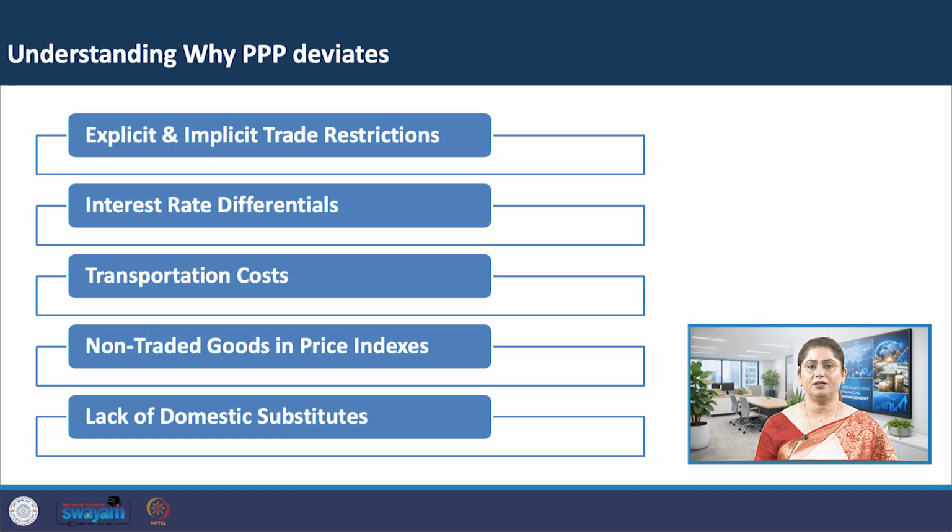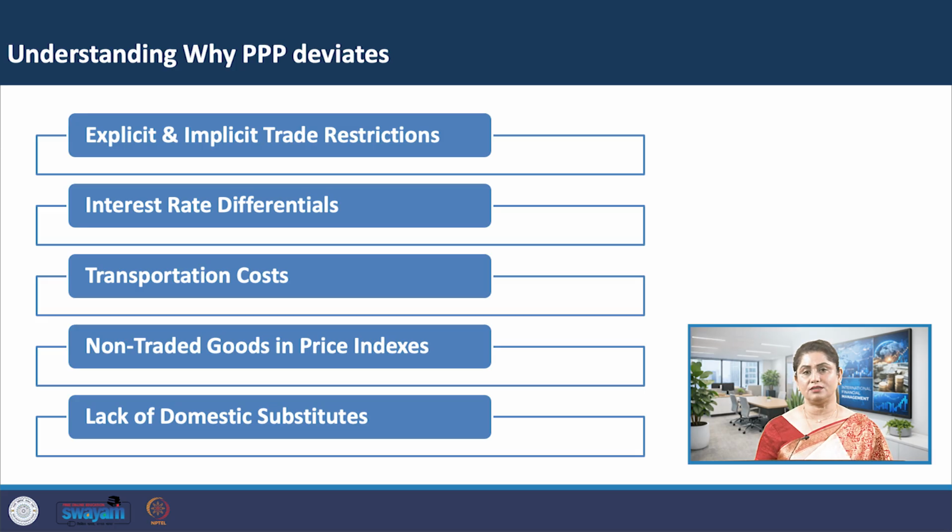Now, we have been building a rich picture of PPP, the law of one price, arbitrage, absolute and relative PPP, and the Big Mac index. But I want to be honest with you about something very important. PPP does not always hold true in practice. Empirical evidence frequently shows deviations from the ideal conditions that PPP postulates. And understanding why PPP deviates is just as important as understanding the theory itself.